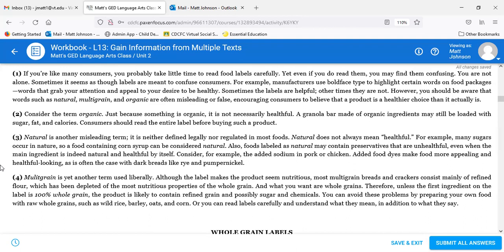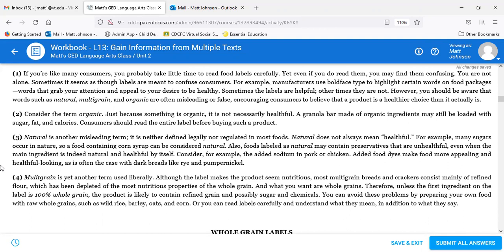Multigrain is yet another term used liberally. All that the label makes the product seem nutritious. Most multigrain bread and crackers consist mainly of refined flour, which has been depleted of the most nutritious properties of the whole grain. And what you want are whole grains. Therefore, unless the first ingredient on the label is 100% whole grain, the product is likely to contain refined grain and possibly sugar and chemicals.